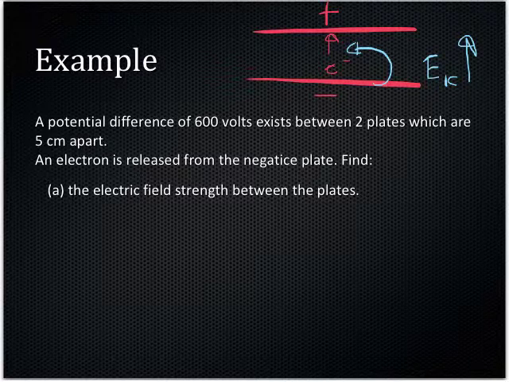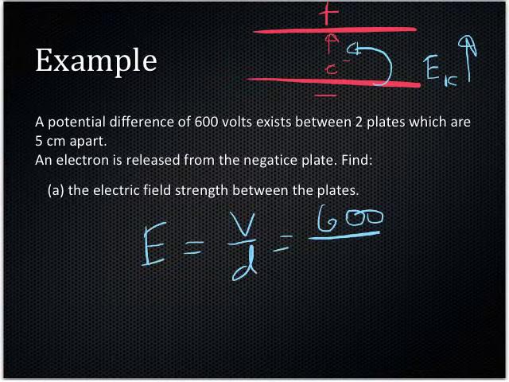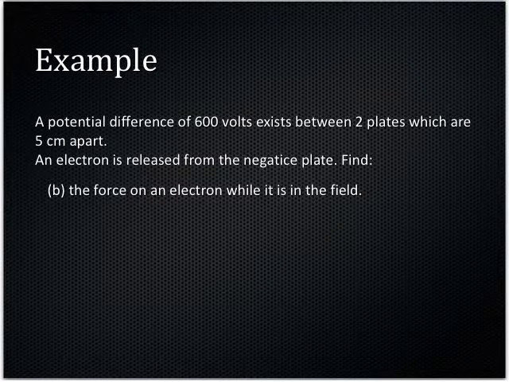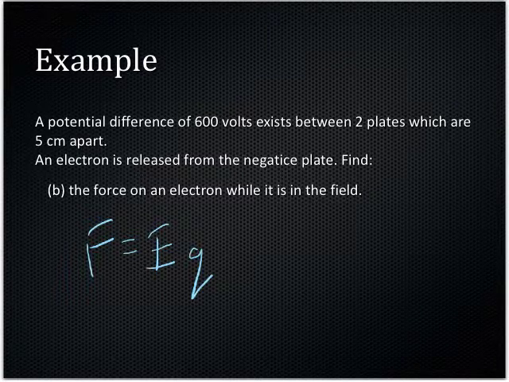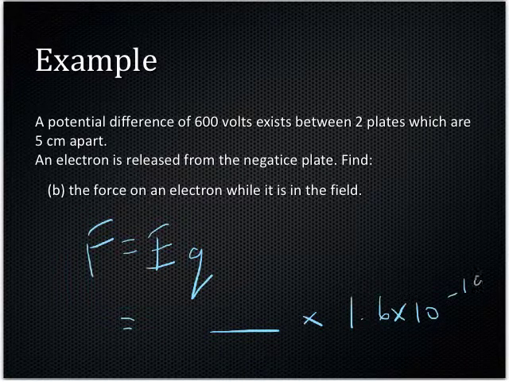So, what's the electric field strength between the plates? Well, it's going to be E equals V over d, because we know voltage and we know the distance between them. What's the force on the electron while it's in the field? Well, you could do F equals EQ, so you grab your answer from before and multiply it by 1.6 times 10 to the minus 19 for the electron.